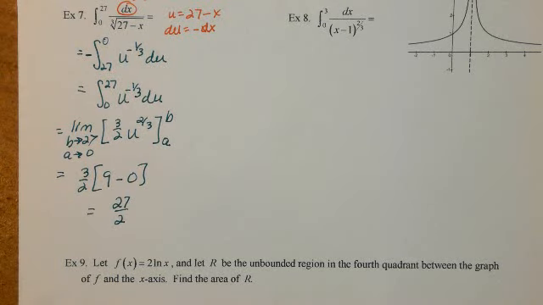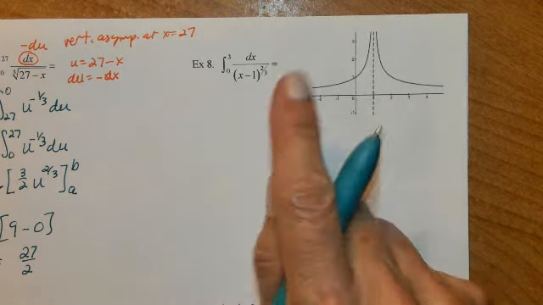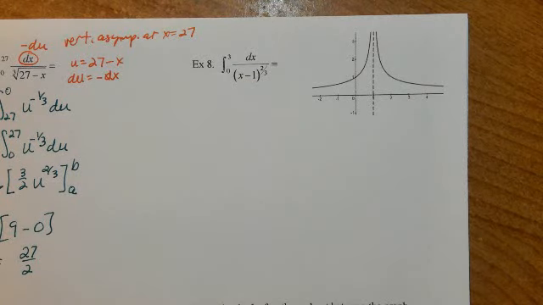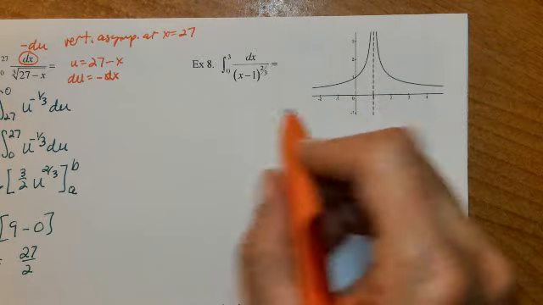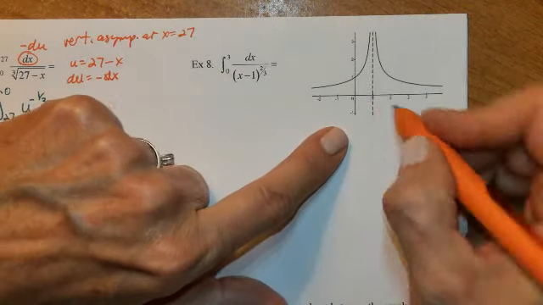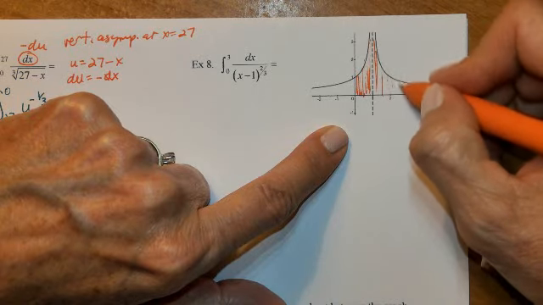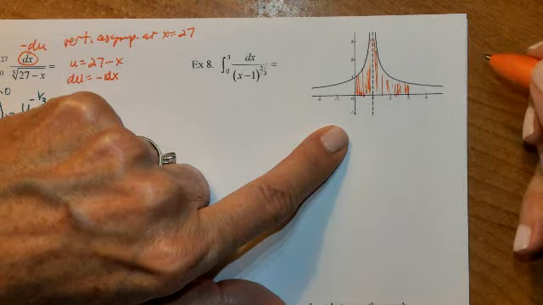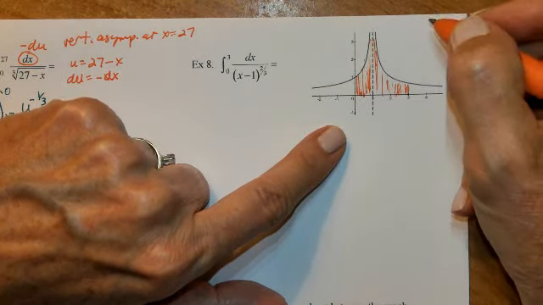Okay, example 8. In this one, where's our vertical asymptote? We have a vertical asymptote at x equals 1, don't we? We're trying to find the area from 0 to 3. So we're trying to find this area. Do you see the problem? Well, the problem is happening at x equals 1.